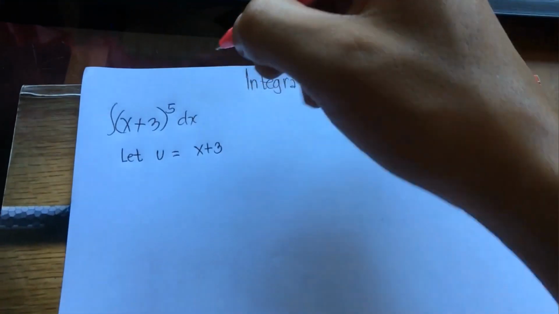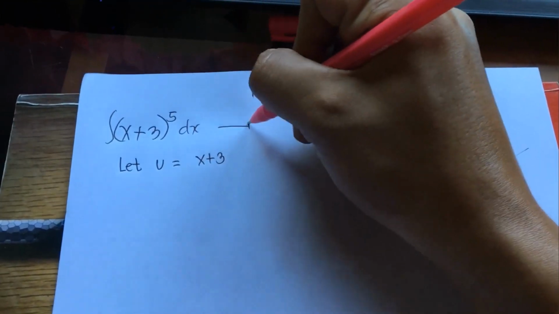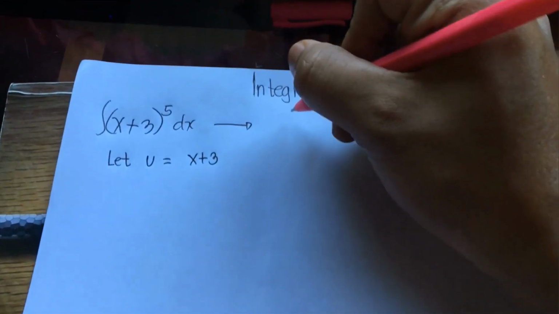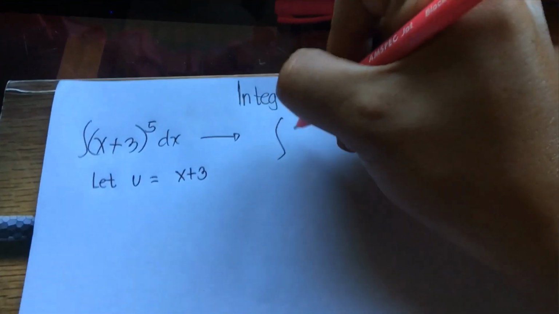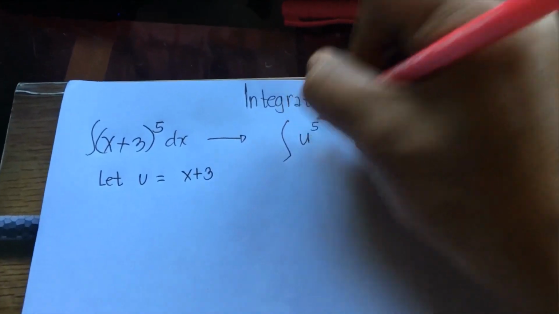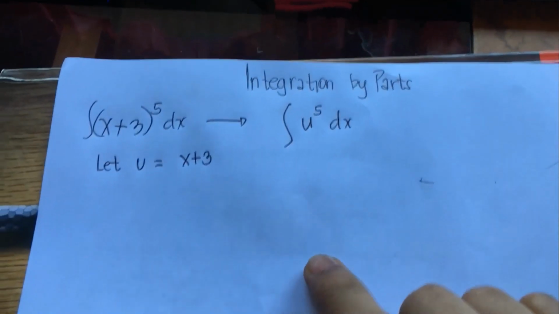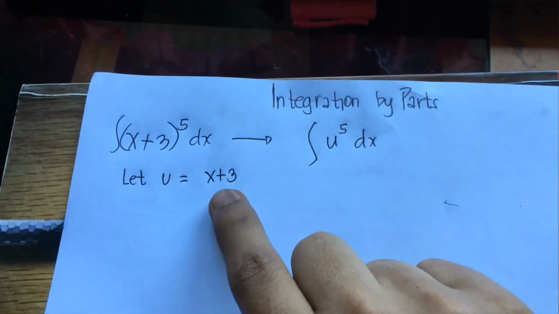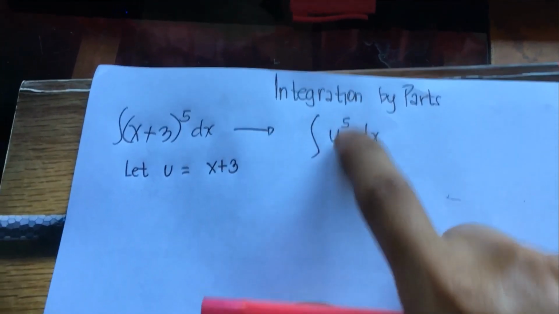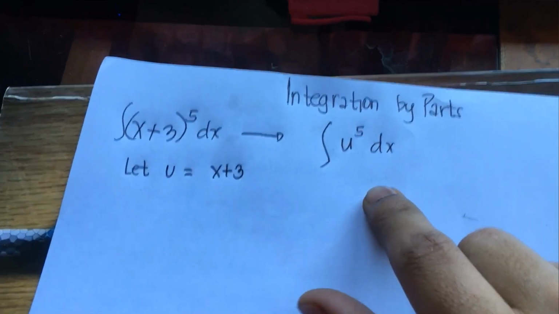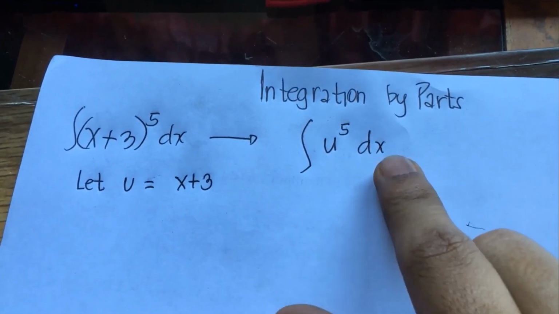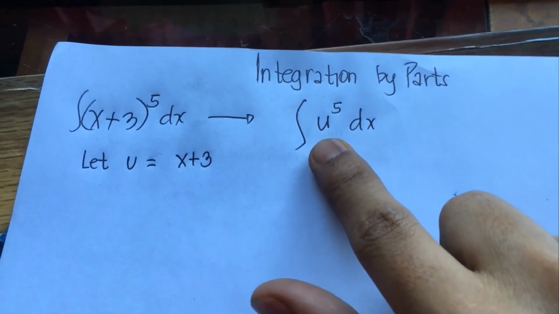Okay. So in this process, if you let u be equal to x plus 3, our given now becomes u raised to 5 dx. Let u is equal to x plus 3, so the x plus 3 becomes u raised to 5, u raised to 5 dx. And of course, you cannot find the derivative of this one, because the dx is still in terms of x.